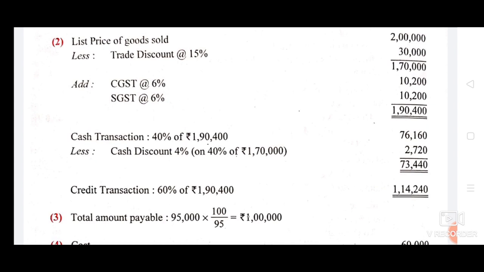See third transaction. Sold goods to Manoj and Company of the list price of rupees 2 lakhs less 15% trade discount and 4% cash discount on sales price and received 40% by cheque.